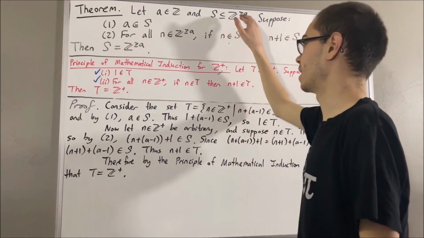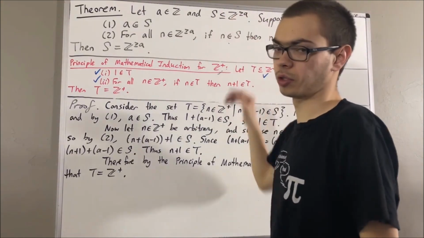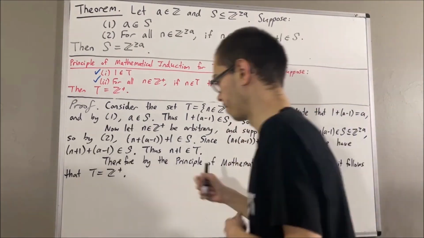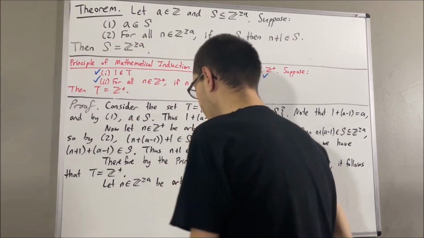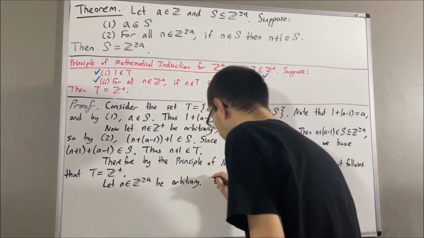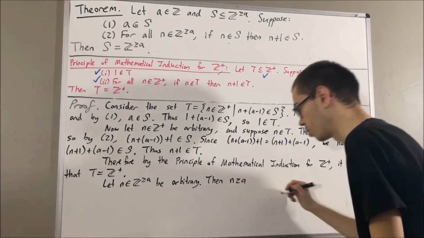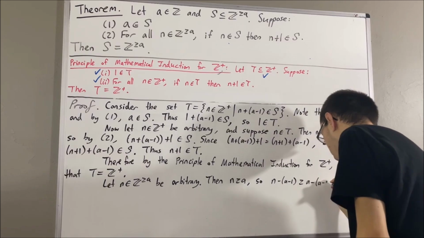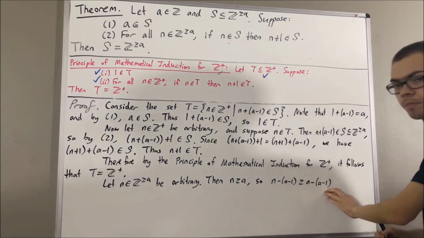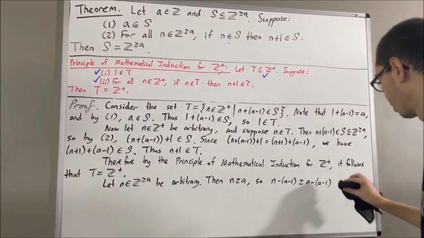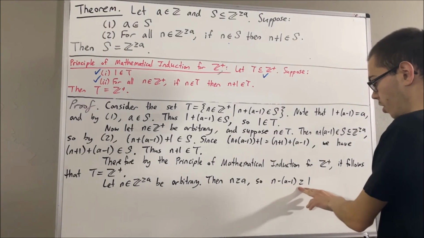So to prove that the integers greater than or equal to a is a subset of S, let's give ourselves an arbitrary integer greater than or equal to a. I'll call it n. Then we have n is greater than or equal to a. So if we take this inequality and subtract a minus 1 on both sides, we get this. But really, a minus (a minus 1) is equal to 1. So we have n minus (a minus 1) is greater than or equal to 1.